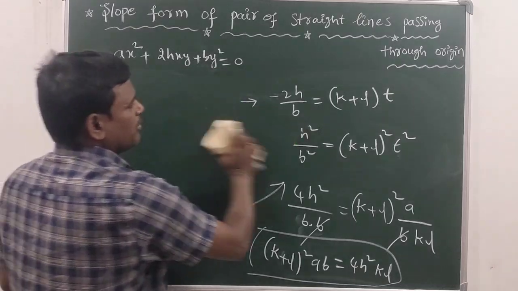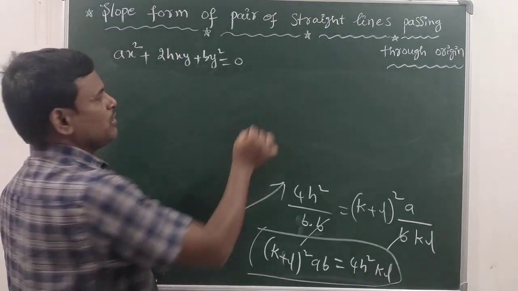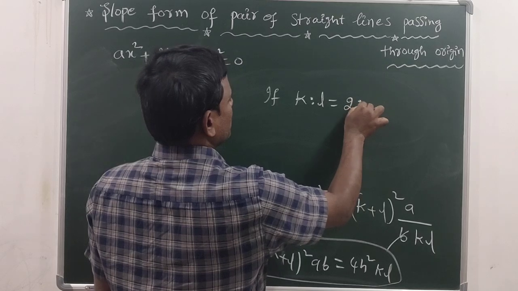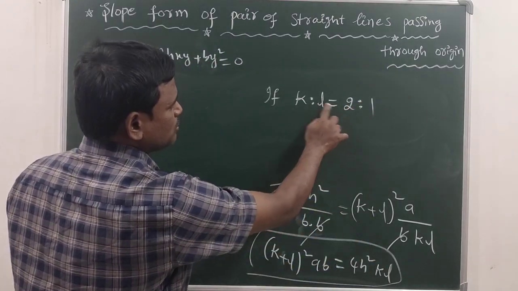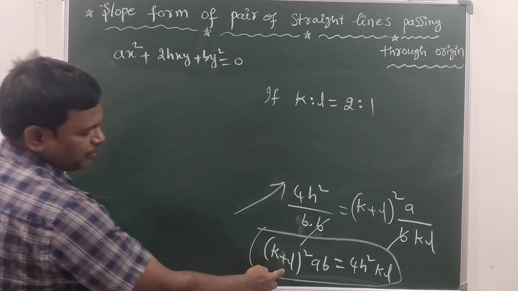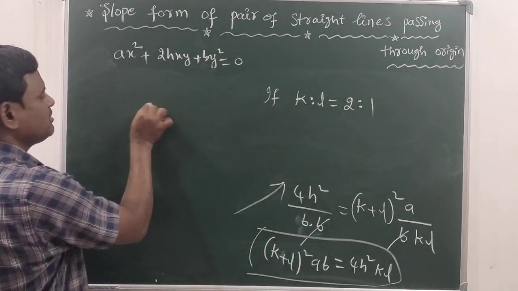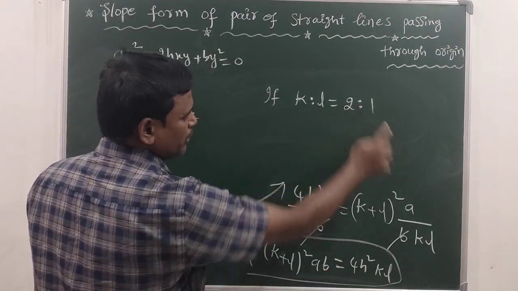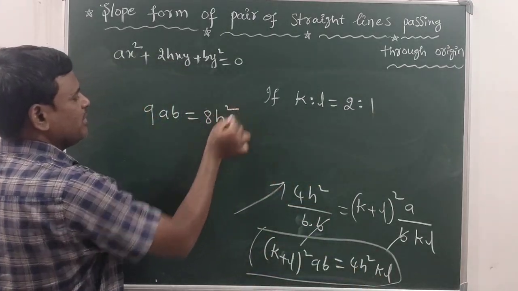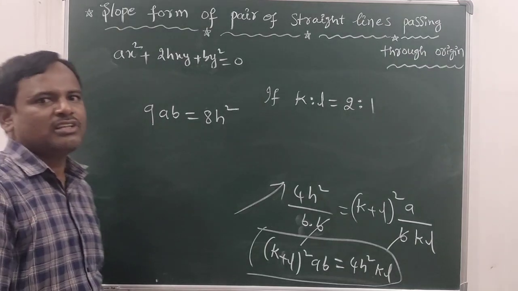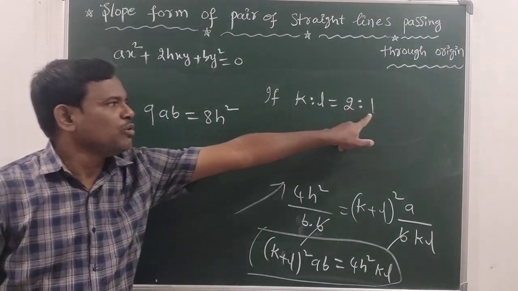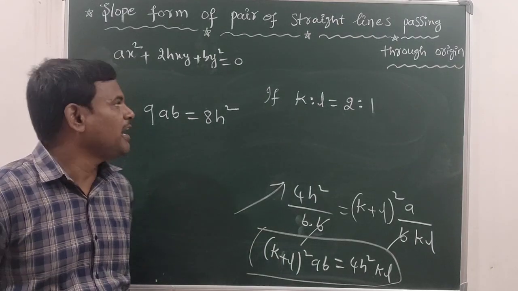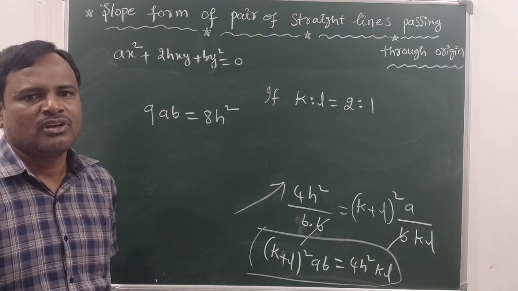Suppose the ratio is 2:1. If k is to l is equal to 2:1, then take k value as 2, l value as 1 and substitute here. k plus l, 2 plus 1, 3, 3 square, 9, 9ab is equal to, here k into l, 2 into 1, so 8h square you will get. Whenever the slopes are in the ratio 2:1, then you get this relation, 9ab is equal to 8h square. Okay students?